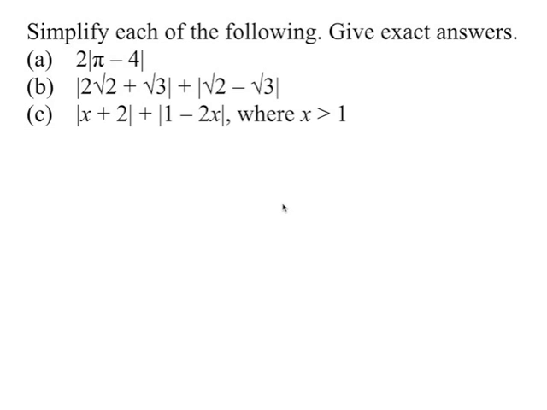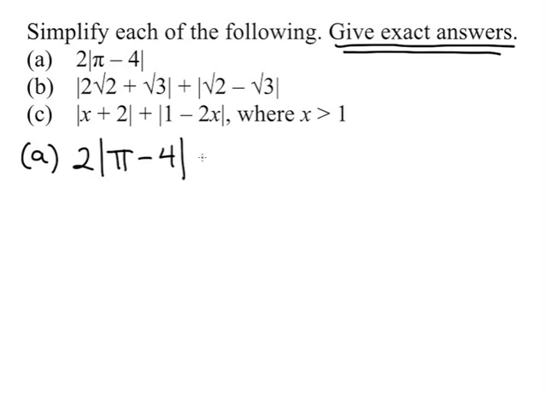So after finding out the definition of the absolute value function, or the modulus function, we can try the following example. What we're going to do is find or simplify each of the following and give exact answers. Okay, exact answers, very important. Let's have a look at the first part, part A. Now that's 2 times the absolute value of pi minus 4. The first thing we need to ask is, is the value inside here positive or negative?